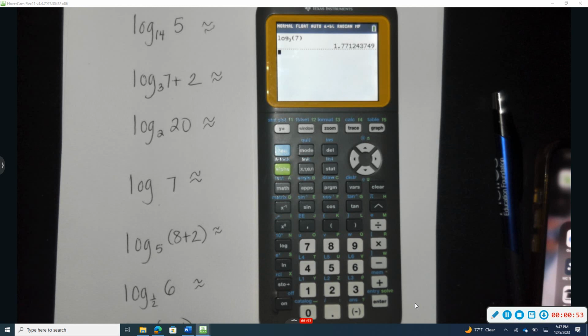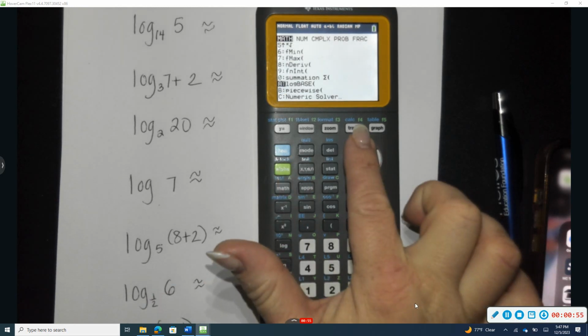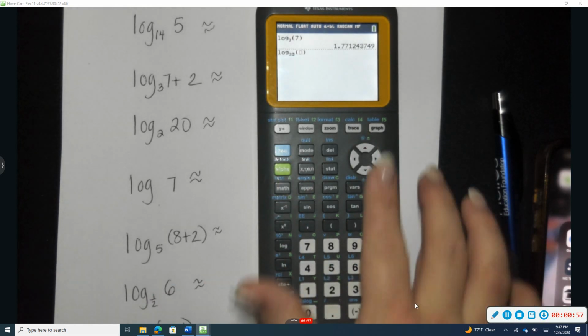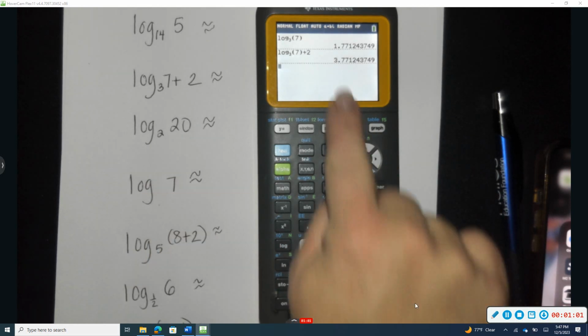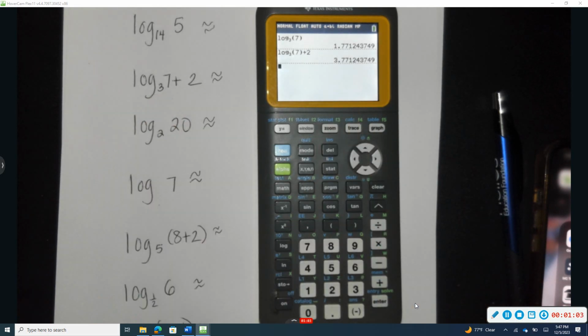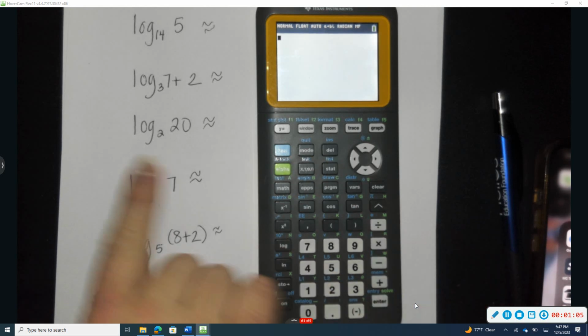So how could I plug that in? We're going to hit math, go up 3 times. The base is 3, the number behind is 7, and behind all of that, I'm going to add 2. This would be the correct answer for the second example, 3.77 approximately.